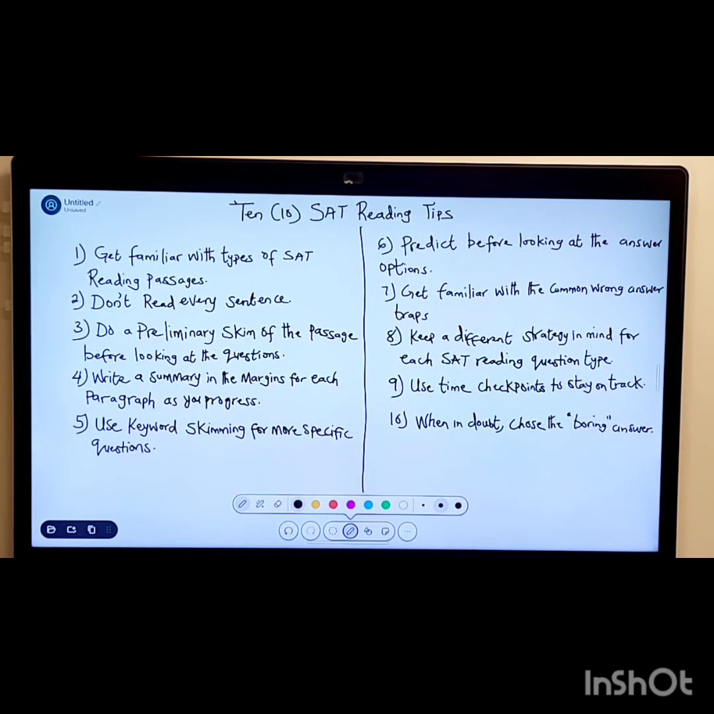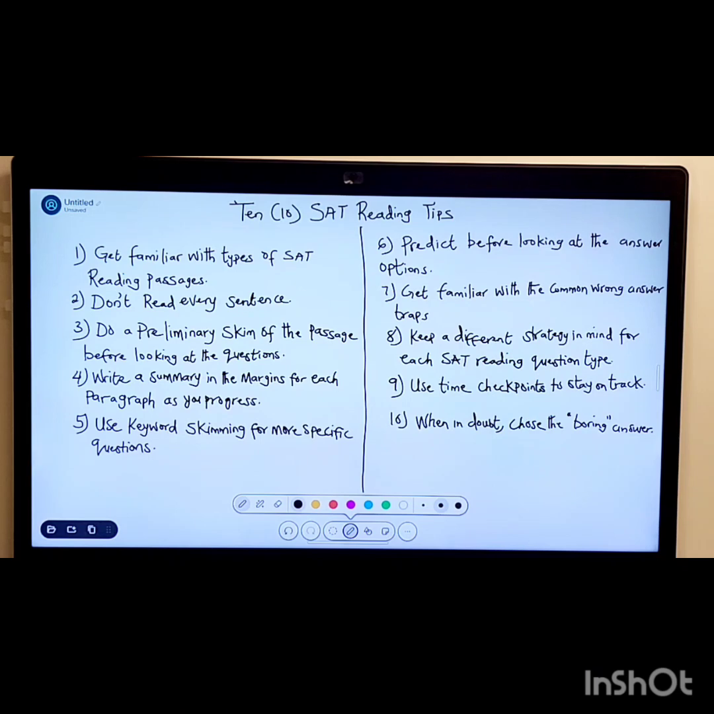Do not read every sentence. If you don't familiarize yourself with a lot of SAT reading passages, there's no way you will not fall into the second point. But if you familiarize yourself, this second point is very easy for you, in the sense that you don't need to read every sentence in your SAT. This is what we call skipping. You can do a lot of skipping.